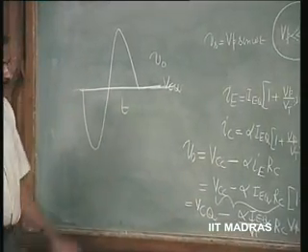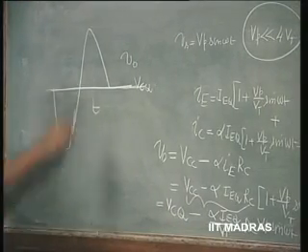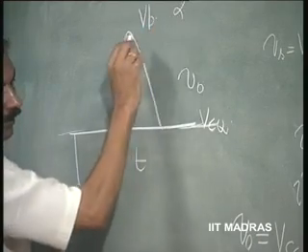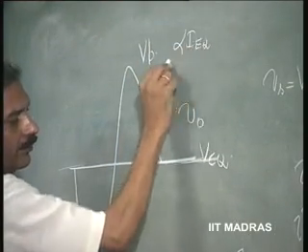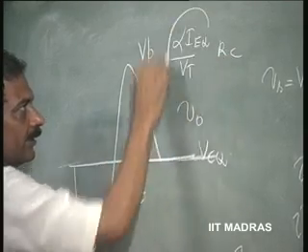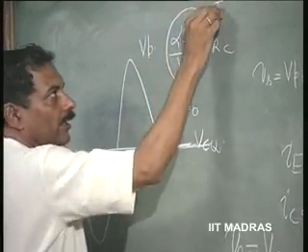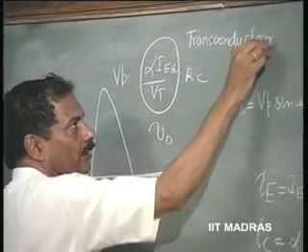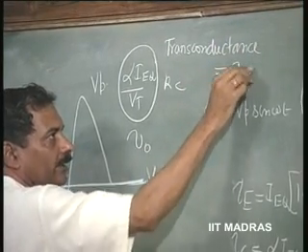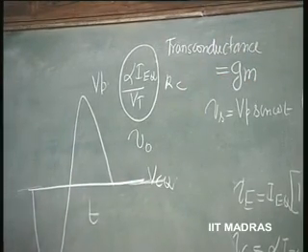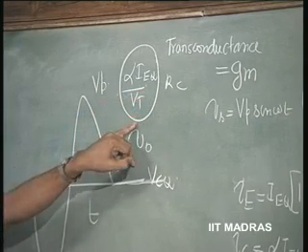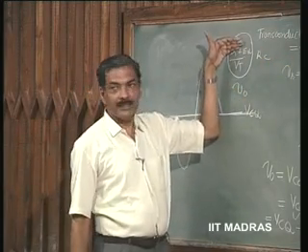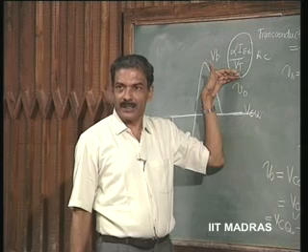And the extent to which it is going to be amplified, Vp is its peak. Now it is Vp into alpha IEQ by Vt into Rc. This is called the transconductance of the transistor, defined as Gm. Alpha IEQ by Vt is defined as Gm, transconductance. It is current divided by voltage, that is why it is called conductance.